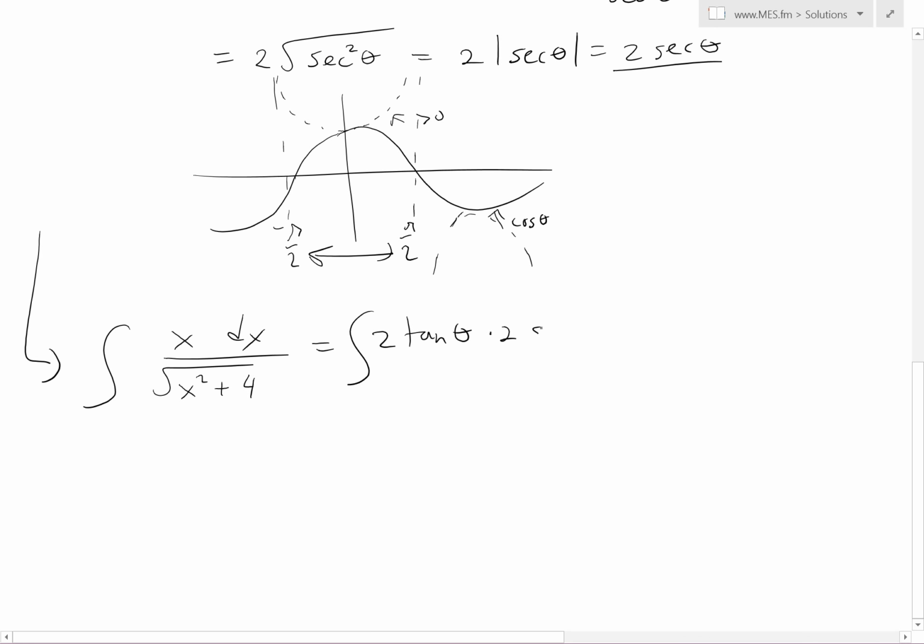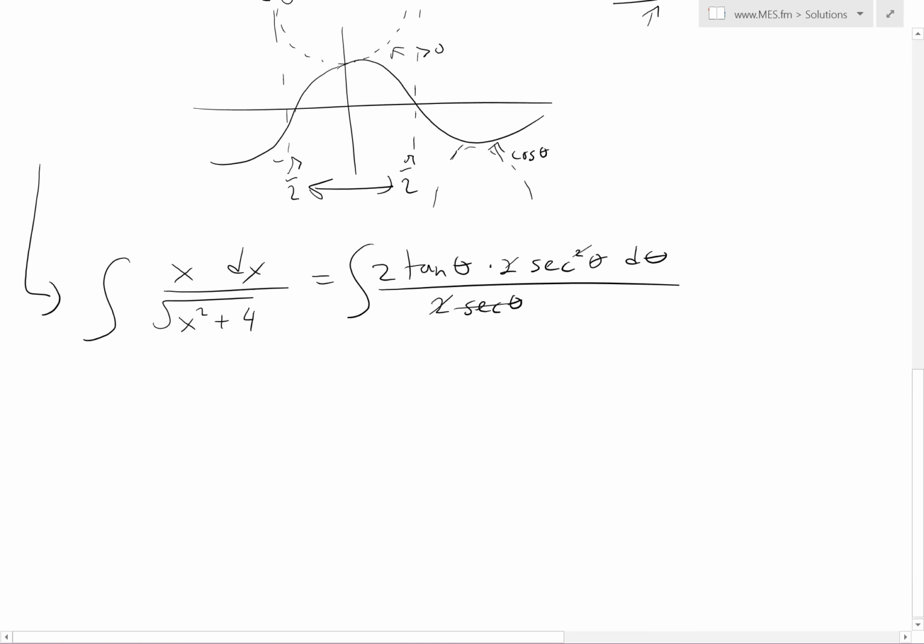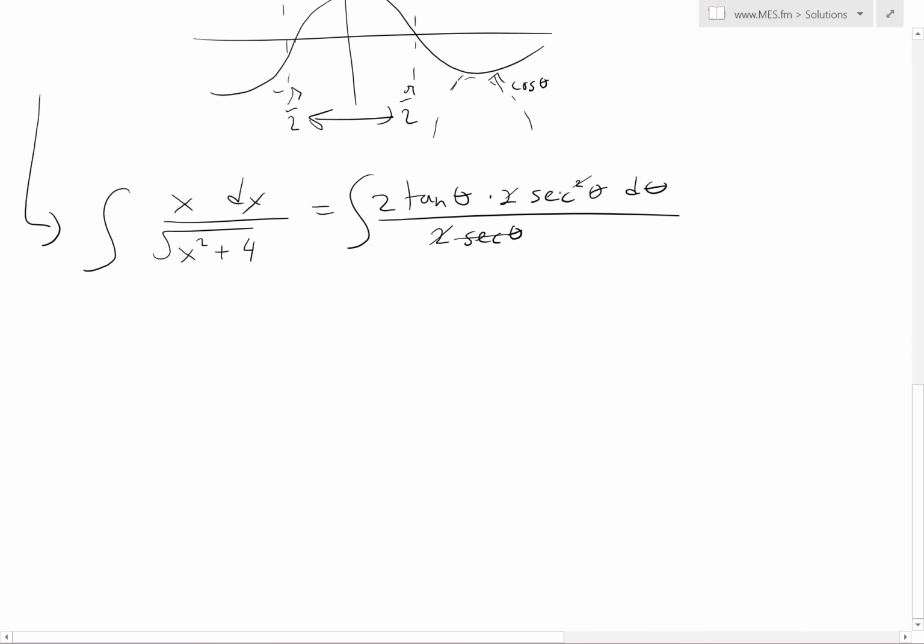So times it by 2 secant squared theta d theta, all divided by now this one right here. That's just this over here, so 2 secant theta. So the 2's cancel. Now the secant at the bottom cancels with the top one. So that equals 2. Take this 2 out: 2 times the integral of secant theta d theta.